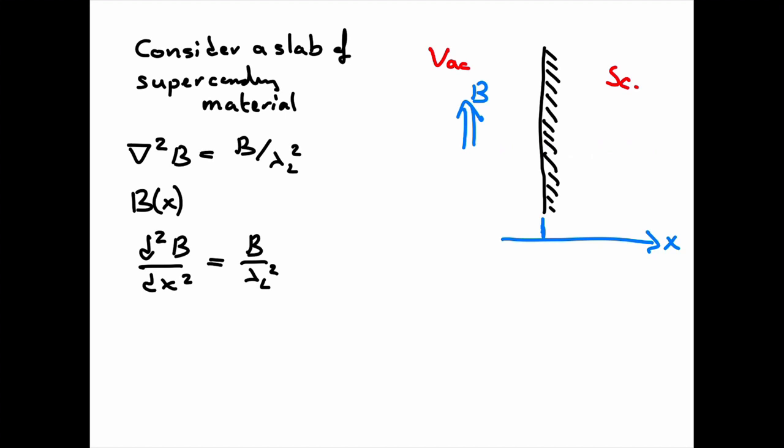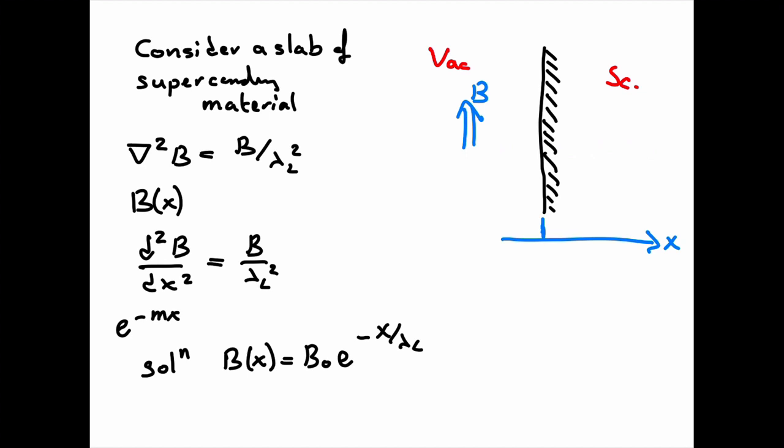And this is a straightforward differential equation. We would look for solutions that look like e to the mx. I'm going to get two solutions. One of them isn't physical because it diverges as we go into the material, and the solution that we would expect here would be that B of x is equal to B naught, so that's the field outside, e to the minus x over lambda L.